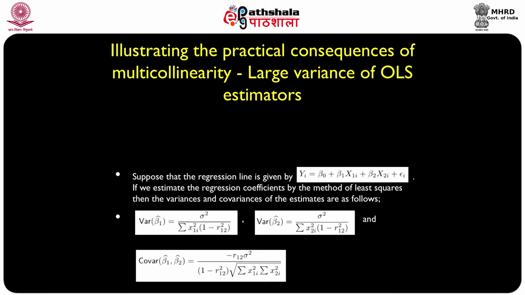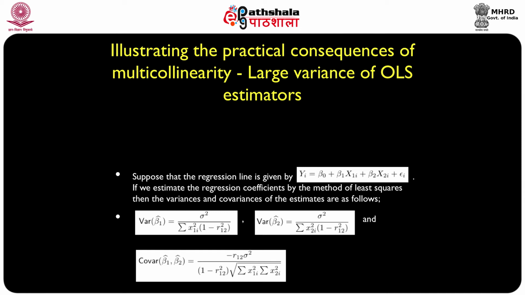First, let us illustrate the practical consequences of multicollinearity: large variances of OLS estimators of regression coefficients. Suppose that the regression line is given by yi equals beta naught plus beta 1 x1i plus beta 2 x2i plus epsilon i. If we estimate the regression coefficients by the method of ordinary least squares, then the variances and covariances of the estimates are given by the following expressions.